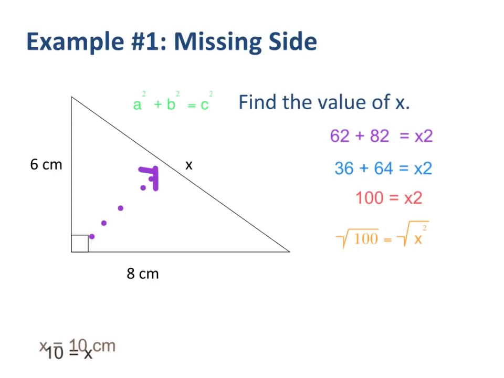When I do that, x squared becomes x, and 100 square rooted is going to be 10. So remember, I need to write a label. In this case, x equals 10 centimeters. So notice I took the information that I had, and I plugged it into my formula in order to figure out what the missing side is. Let's take a look at the next one.